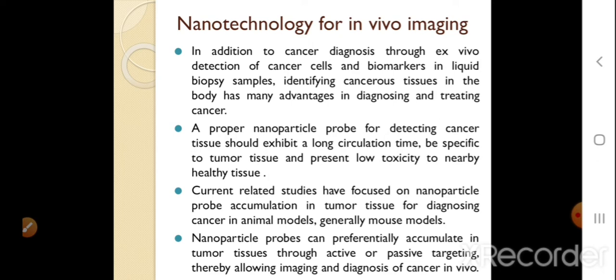A proper nanoparticle probe for detecting cancer tissue should exhibit longer circulation time, be specific to the tumor tissue, and it should present low toxicity to nearby healthy tissue. The current related studies have focused on nanoparticle probe accumulation in tumor tissue for diagnosing cancer in animal models, which is generally the mouse models. So, nanoparticle probes can preferentially accumulate in tumor tissues through active or passive targeting, thereby allowing imaging and diagnosis of cancer in vivo. So, we should now discuss what is the active or passive targeting.